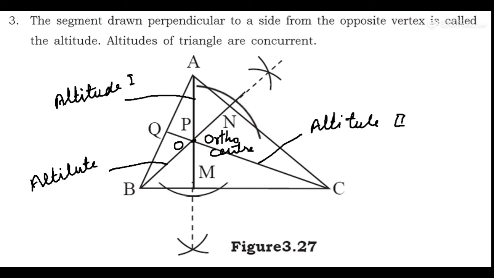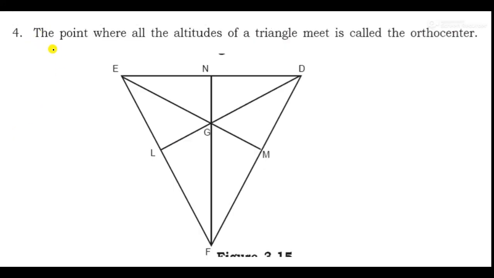Now the fourth point. The point where all altitudes of a triangle meet is called the orthocenter. Why? Because each altitude is perpendicular to the opposite side. In this triangle, these are the altitudes and they are perpendicular to all the sides. So they intersect at one point and that is called the orthocenter. Here it is seen on your screen.